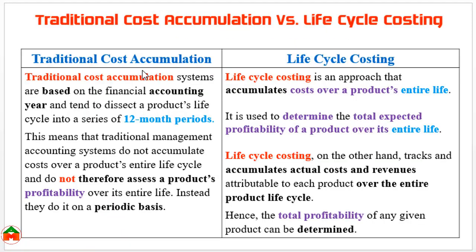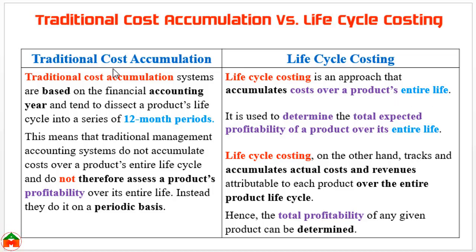For your clear understanding, we can see the difference between the traditional cost accumulation and life cycle costing. Traditional cost accumulation systems are based on the financial accounting year. Traditionally, we accumulate the cost of a product for a particular period. It may be 1 year, 12 months period. But in life cycle costing, we accumulate cost over a product's entire life.